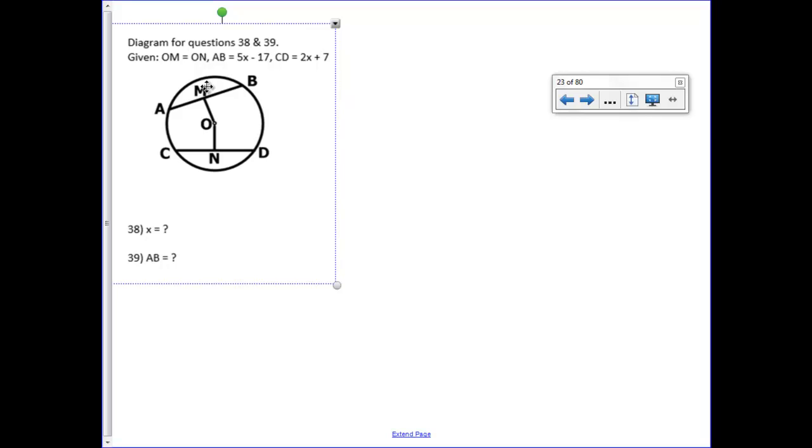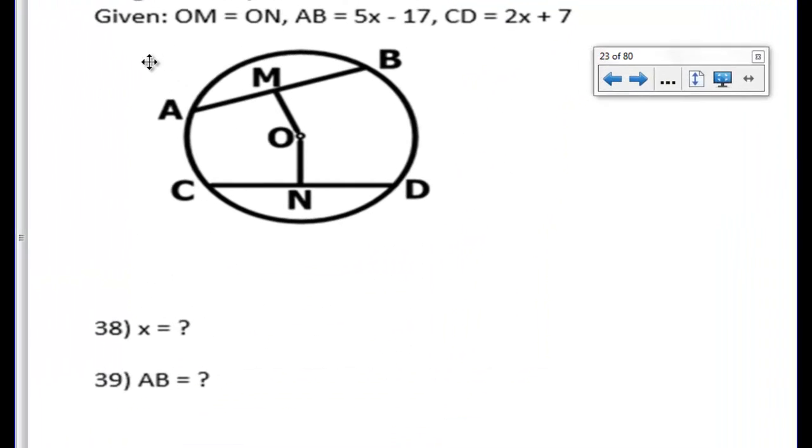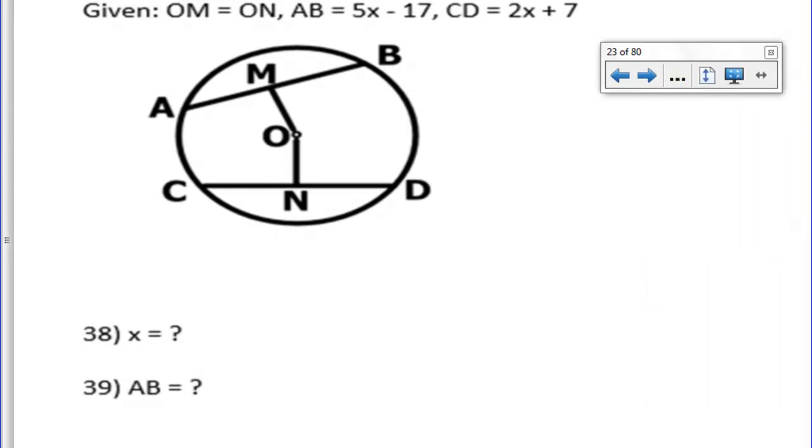Okay, number 38 and 39. So we're given a bunch of information about the lengths of the segments. We're given that OM is equal to ON. So since these two segments are equal, that means that the chord CD is congruent to the chord AB. You were given a theorem that said that if the chords were congruent, then they're equidistant from the center. The converse is true.